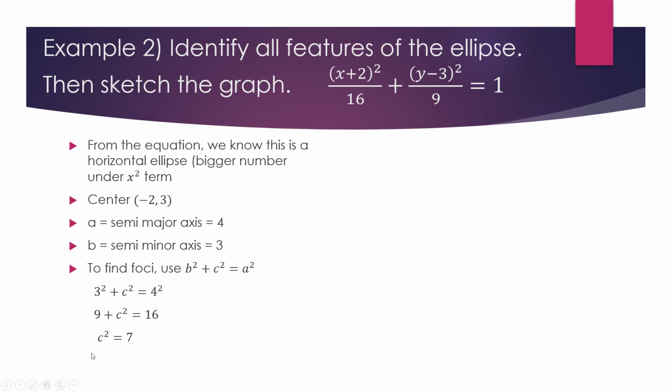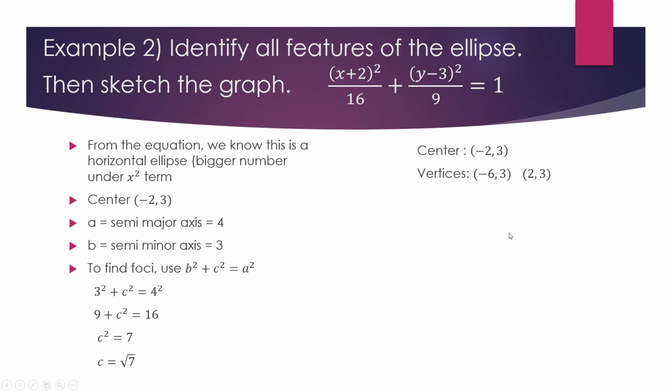And if we finish solving, taking our square root, c would equal the square root of 7. All right, so we already knew our center was at -2, 3. Our vertices, because our semi-major axis is 4, we know we're going 4 spaces to the left and right of our center to get to our vertices. So 4 spaces to the left of -2, 3 would be -6, 3. 4 spaces to the right of the center would be 2, 3.